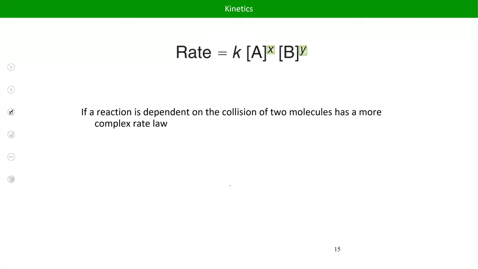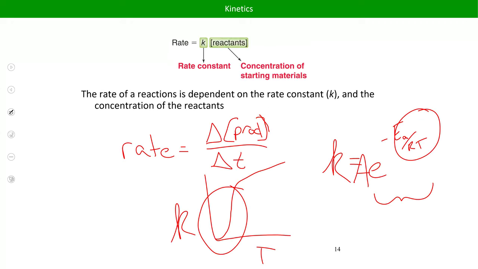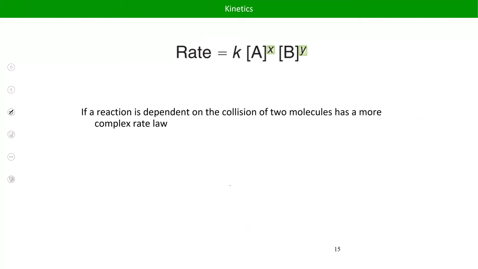All right. What happens if we get something that's a little bit more complicated? If it's not as simple as just one molecule going through a process. So if it's a nuclear reaction, or a first order reaction, then you just have this term that looks like that, where the amount of A that you start with and K are the only two things that affect the rate. You increase A, you increase your rate.